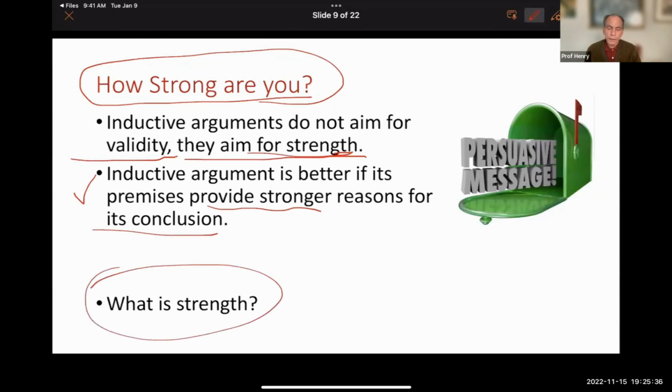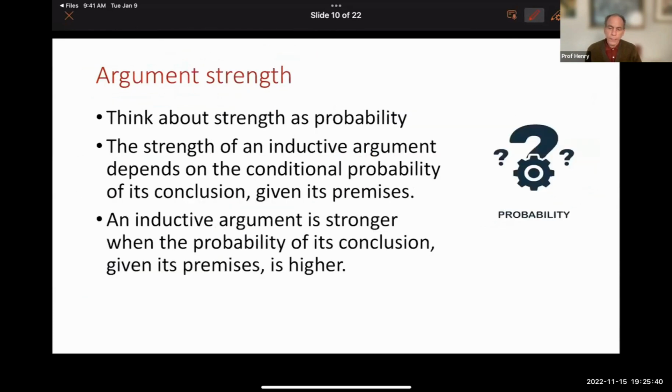So now, what is strength? How do we measure strength? Well, think about strength as probability. Think again about the repair guy.